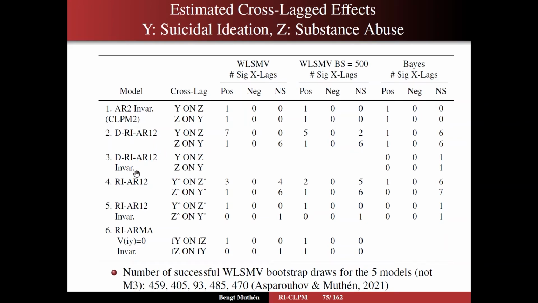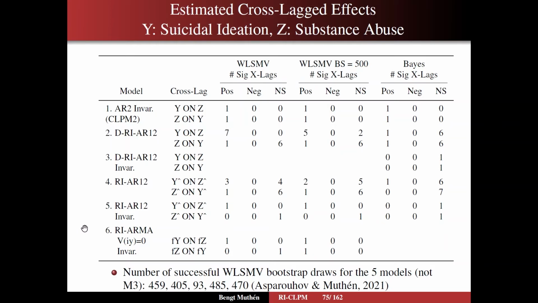If you then move down to RI-AR12, you can see that here you have 3, that's not the invariant model, 3 significant effects for y on z hat, and z hat on y is only 1. But when you go to WSMV, it goes down to 2 and 1, and when you go to base, it goes down to 1 and 0. So base is the more trustworthy approach here.